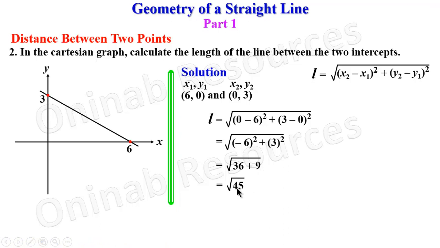We can simplify this further. 45 is 9 times 5, and square root of 9 will give us 3, then square root of 5 units. So we have our distance from this point to this point, that is between the two intercepts, to be 3 root 5 units. And that's all for problem 2, and this is the end of this tutorial on distance between 2 points.